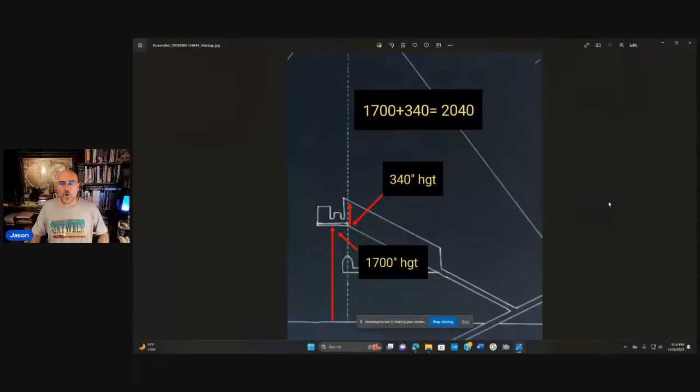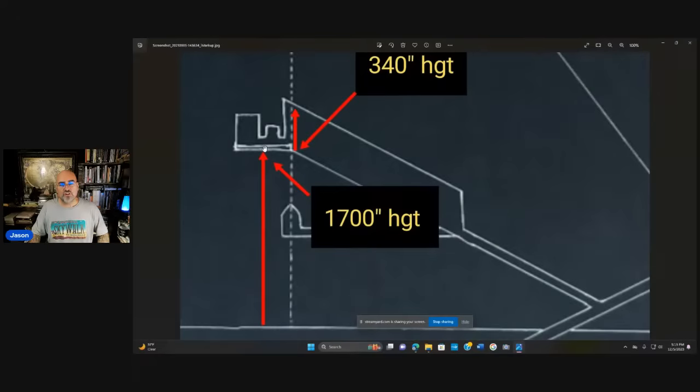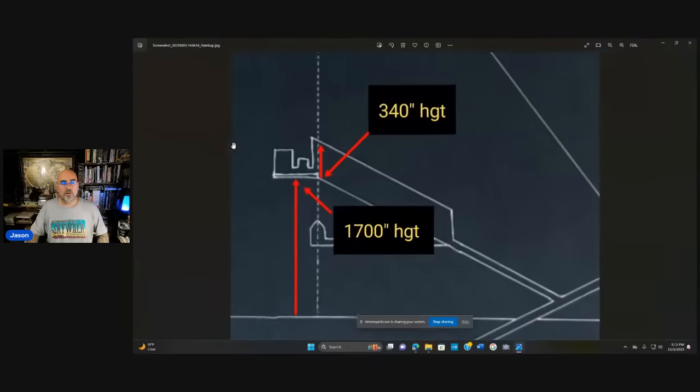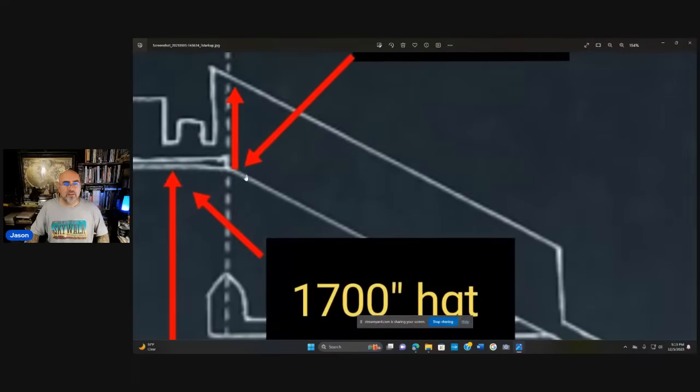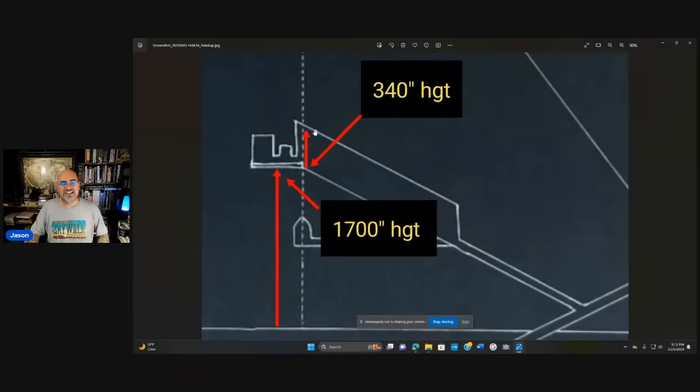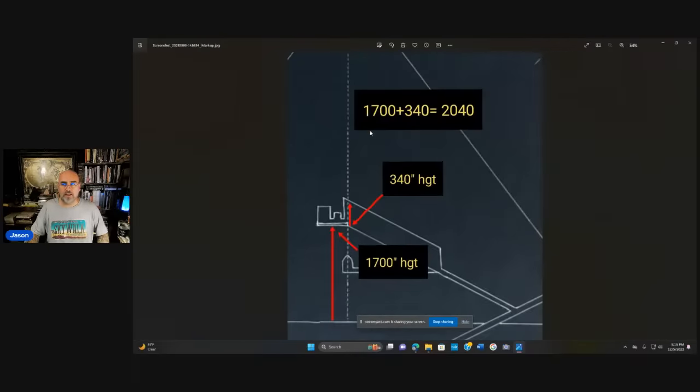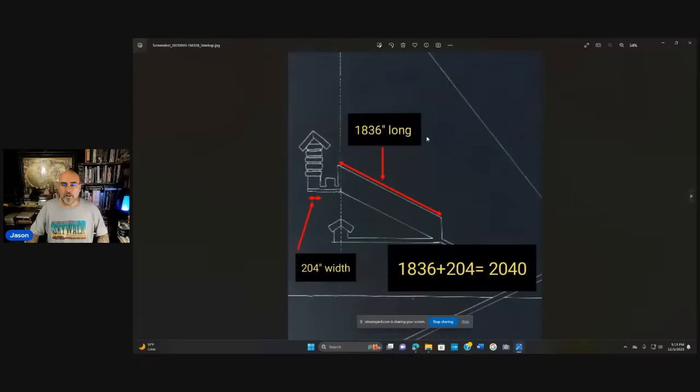Again, we're talking about something that is self-referencing. From the base of the pyramid structure all the way to the top of the slab. Remember, the bottom of the slab is 138 feet, but the top of the slab is 1,700 inches. It's a 34-inch difference. So here we have 1,700 inches to the top of this massive slab. The floor of the Grand Gallery is exactly 340 inches in height to the ceiling of the Grand Gallery that goes all the way down. If you simply add these two vertical heights, it's just a simple adding of the two vertical architectural heights right here, it is 2040.